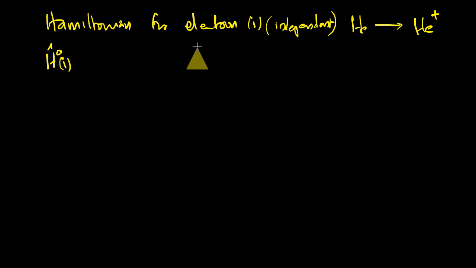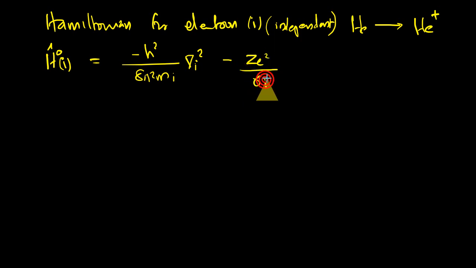Okay, if we consider the Hamiltonian for such a system, then H∼0i is equal to the kinetic energy, that is minus h² divided by 8 pi square m, del i square, that is the kinetic energy part, plus the potential energy part. What is the potential energy part? There is only one potential energy term, that is the attractive potential energy term. That is the attraction between the nucleus and the ith electron. So that potential energy term is minus Ze² divided by ri. Okay, so this is the potential energy term. So now we have a Hamiltonian for the electron i which is independent.